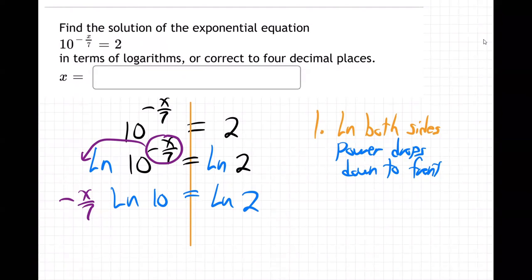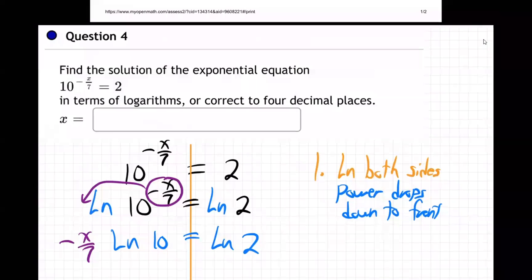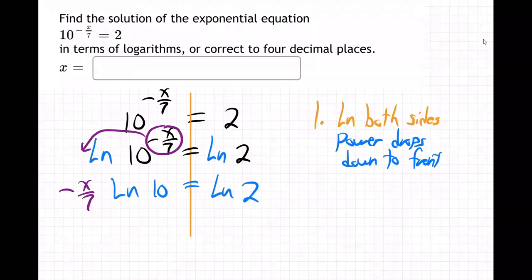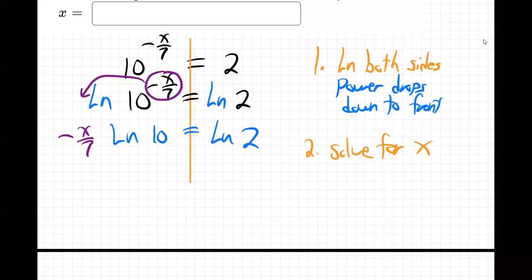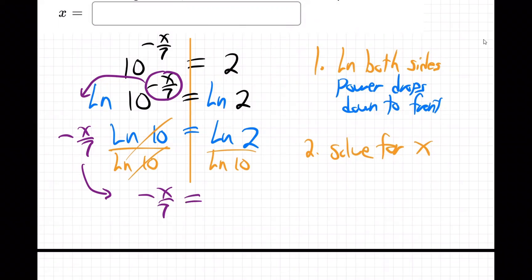Well, step two is solve for x. Easier said than done. There's a lot of steps involved, but that is basically what we're going to do now. So what would I suggest first? I would suggest first to get rid of this ln 10. Boom, boom, like that. Probably the easiest thing to do, and then bring this down. Minus x over 7 equals ln 2 over ln 10, like that.